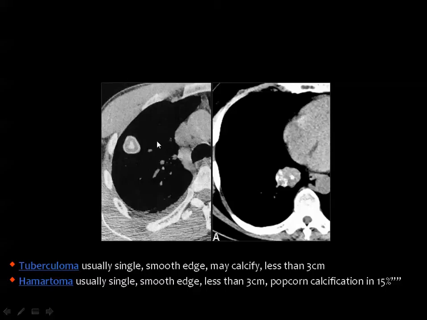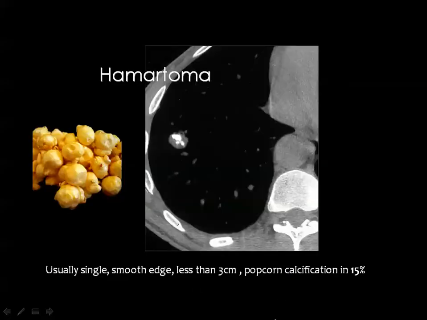Actually, the tuberculoma is usually seen in the apices of the lung and may be surrounded by reticulonodular infiltrations of the tuberculous inflammation, while a hamartoma is usually located anywhere in the lung. It has a smooth margin and shows calcium, and this calcium sometimes simulates popcorn calcification. And this is a classic appearance of a hamartoma in the right lung, showing the classic popcorn calcification.